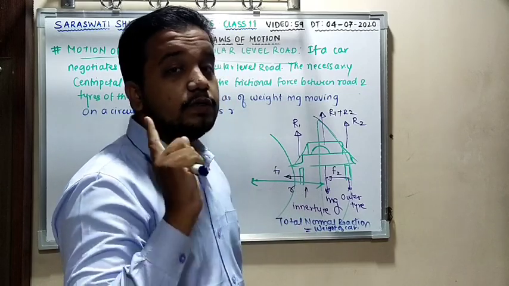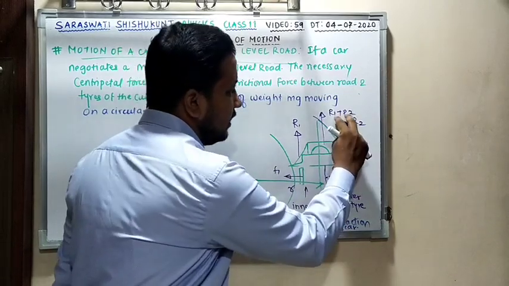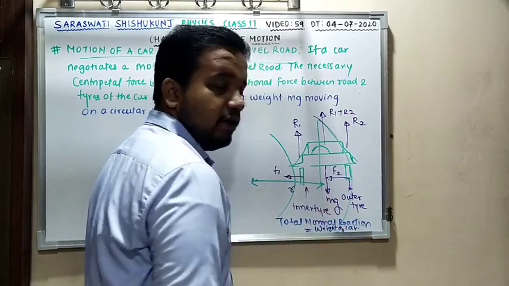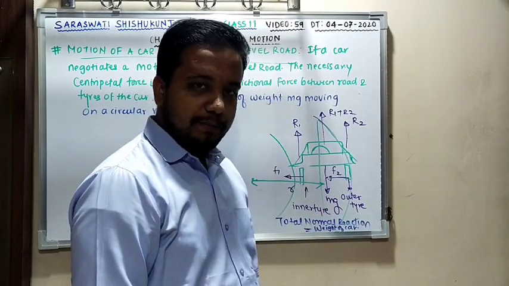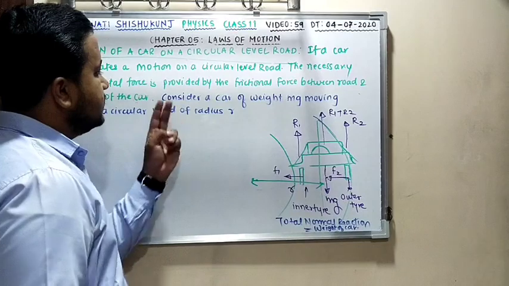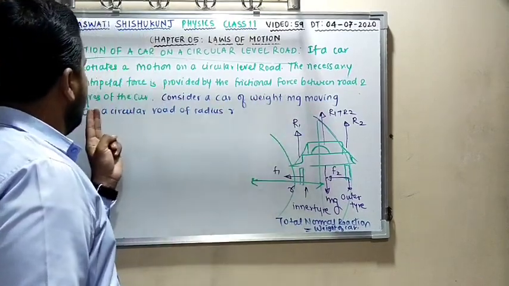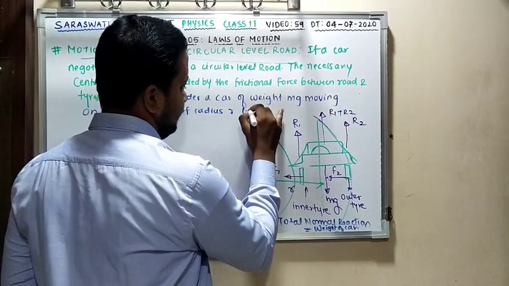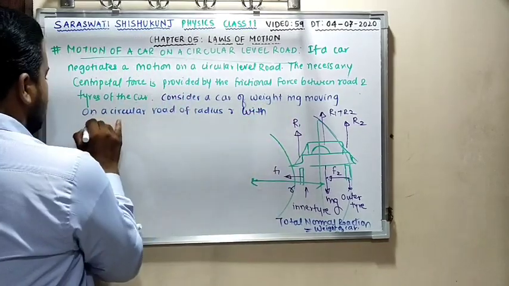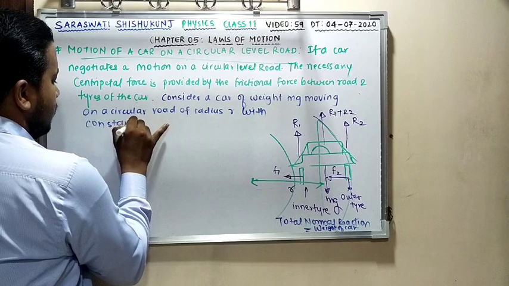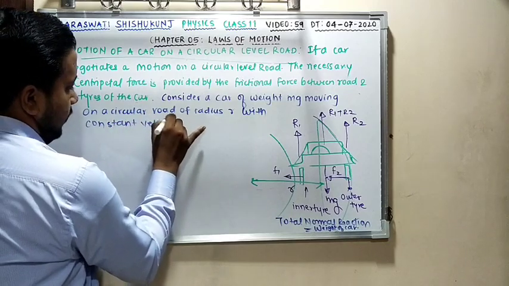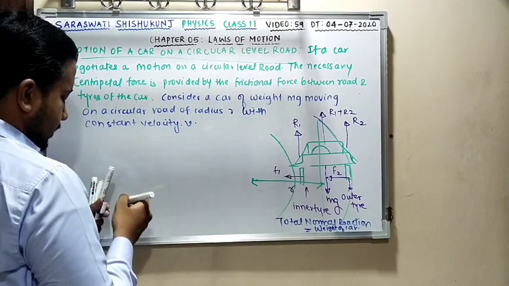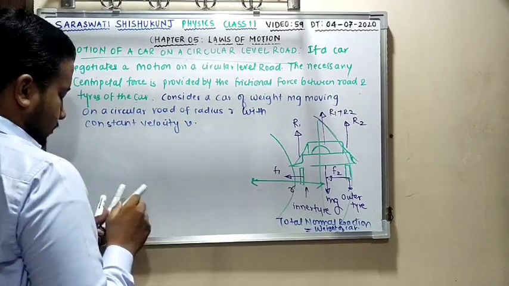Here you will be able to notice one thing. What have you noticed? The total reaction R1 plus R2 is equal to the weight Mg of the car. Clear perfectly? Fine. So I have written: consider a car of weight Mg moving on a circular road of radius r with constant velocity V. Clear? With constant velocity V.